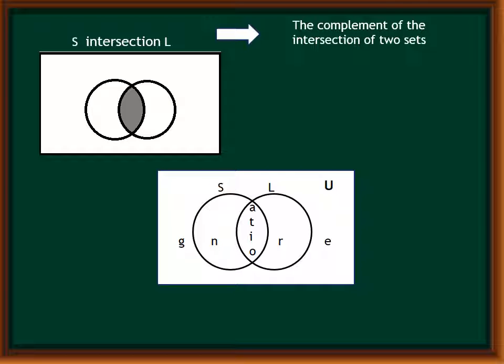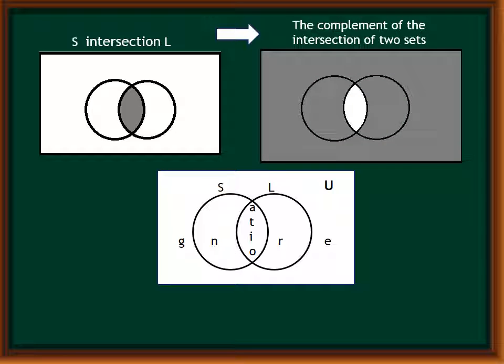Now since we are looking for its complement, the complement of the intersection of two sets, what are the elements in the universal set that are not part in the shaded area? So we have G, N, R, and E. So the letters G, E, N, R are found in the shaded area on the next Venn diagram. As you can see, in the middle, it is not shaded anymore because it is not the complement of the intersection. It is the intersection itself. And the shaded area is the complement of the intersection.